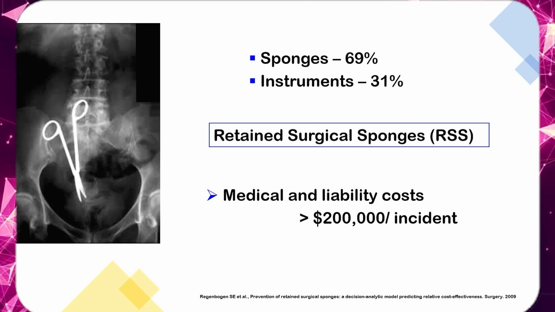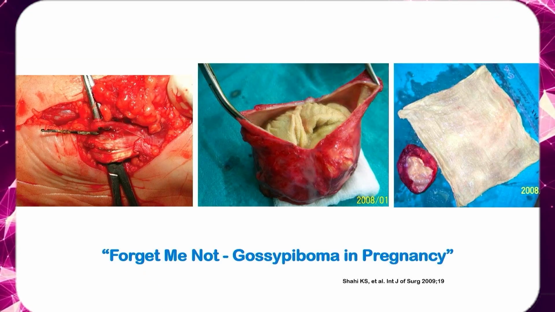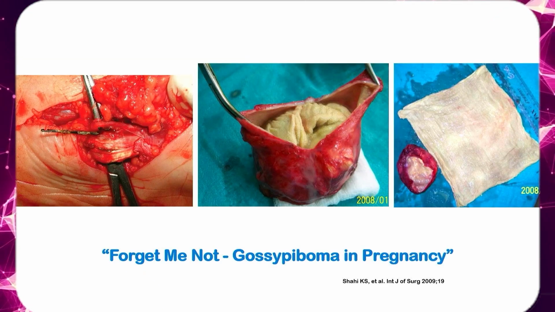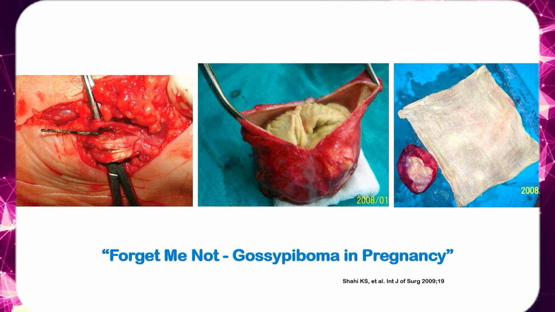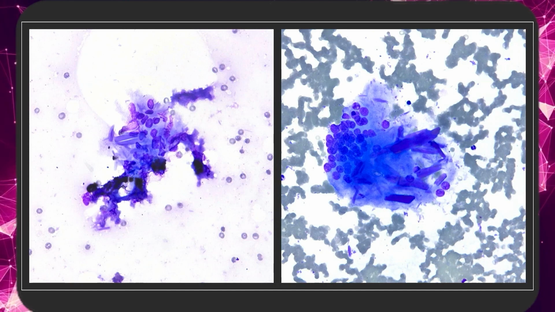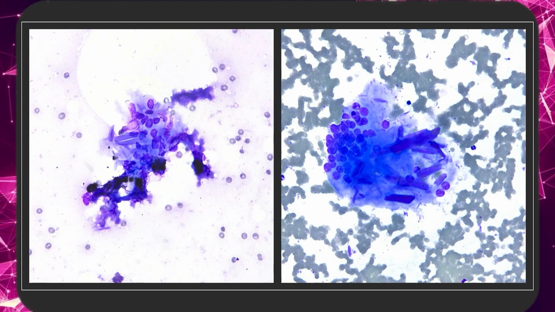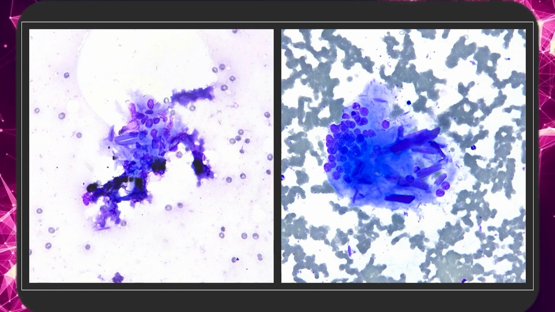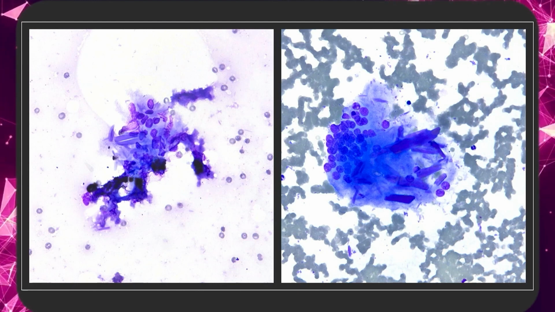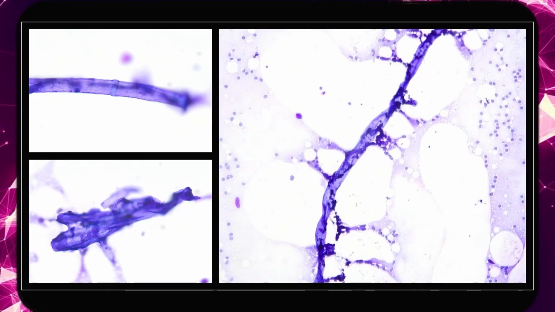And sometimes it gets significantly higher if the patient will die of the disease. I like the title of this article, Forget Me Not, Gossypiboma and Pregnancy. As you can see, they are nicely encapsulated, and this one was intact cotton gauze, which was seen in this patient. We have seen other examples of gossypiboma, again retained sponges with the cotton fibers, which are seen in the cytoplasm of these multinucleated cells.